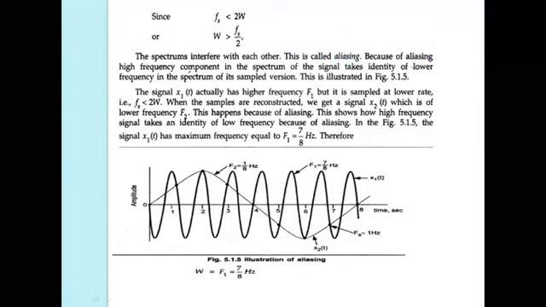Because of aliasing, a high frequency component in the spectrum of a signal takes the identity of a low frequency in the spectrum of its sampled version. Means high frequency appears at the low frequency, and the low frequency appears at the high frequency. The signal x1 of t actually has a higher frequency f1, but it is sampled at a low rate, Fs less than 2 omega. This is one of the examples. What I showed, taking it as minus 5 to 5 like that.